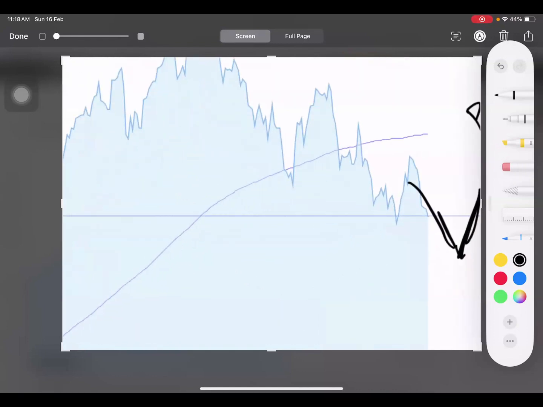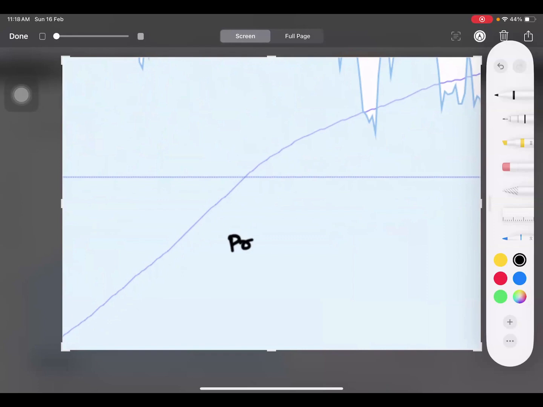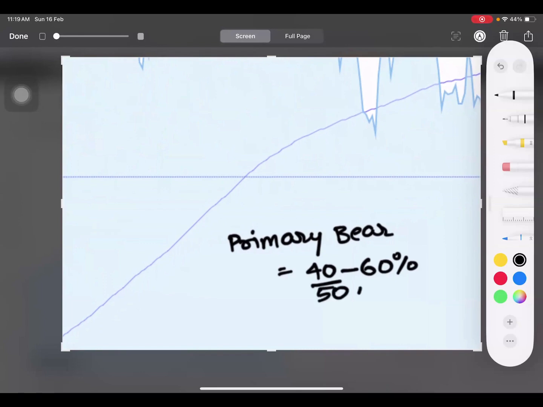I'll give you one more idea to understand this. Primary bear markets usually shave off anywhere from about 40% to 60% from the peak values. Okay, 40 to 50% is normal in a primary bear market. Remember that primary bear markets don't come every single day. They come once in 10 years, once in 15 years. Over the last 40 or 50 years in India, primary bear markets have happened about 3 or 4 times in this last 30 or 40 years.